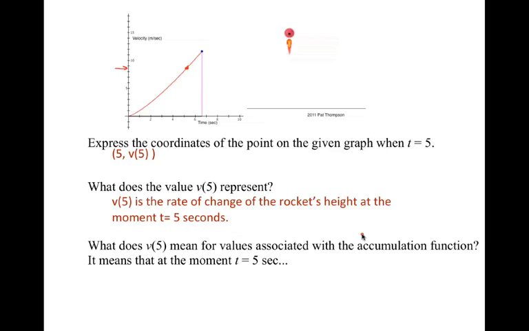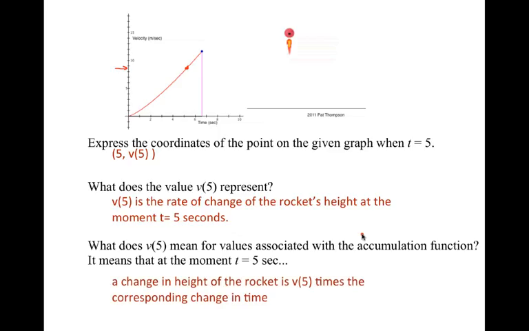Well done. The change in the height of the rocket is V of 5 times the corresponding change of time. But like you said, in a moment at t equals 5. And symbolically, what do we say? dh equals V of 5 dt. dy equals m dx. If you said dy, that's fine. We never defined h, I'm just using h. dh equals V of 5 dt.